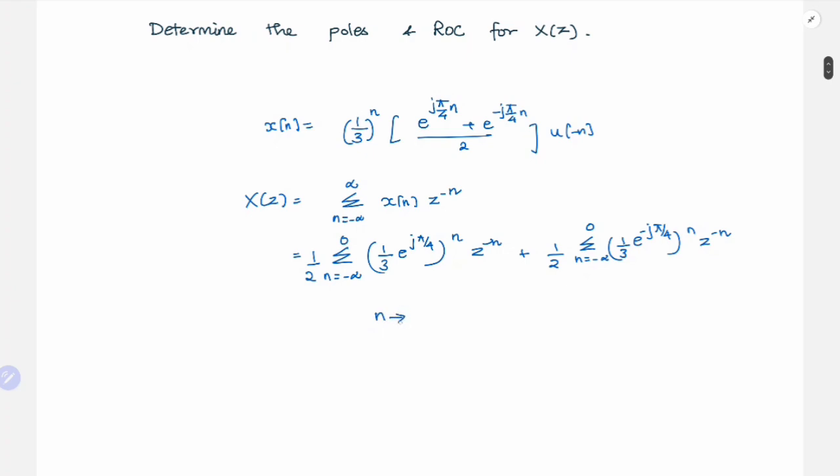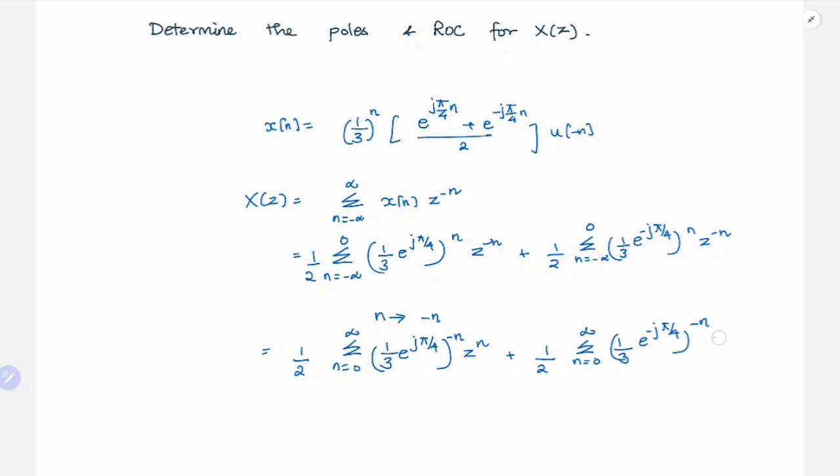So if we replace n with minus n, what will we get? We'll get 1 by 2 summation n equal to 0 to infinity. This z also we can take inside, or we can leave it outside such that minus n will come, so that we can take it inside. So 1 by 3 e power j pi by 4 whole power minus n z power n plus half into summation n equal to 0 to infinity 1 by 3 e power minus j pi by 4 power minus n z power n.